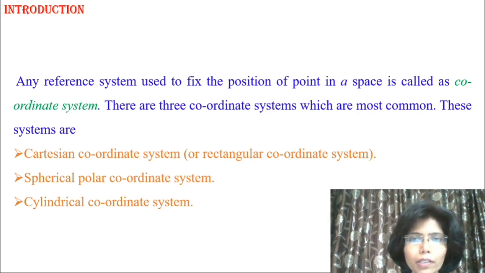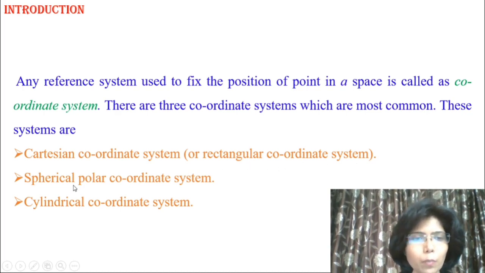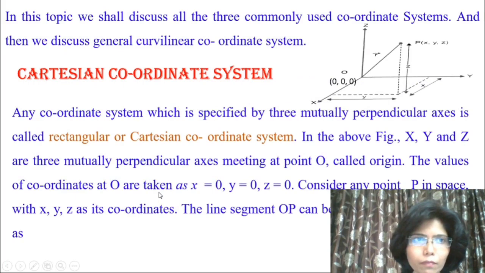There are three coordinate systems which are very common, and these are Cartesian coordinate system, also called rectangular coordinate system, then spherical polar coordinate system and cylindrical coordinate system. In this topic, we are going to study all these coordinate systems in detail. First is Cartesian coordinate system.